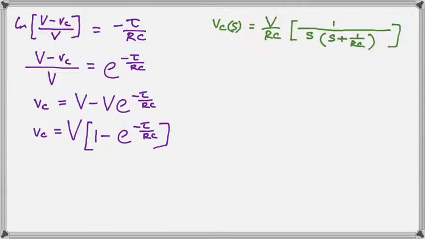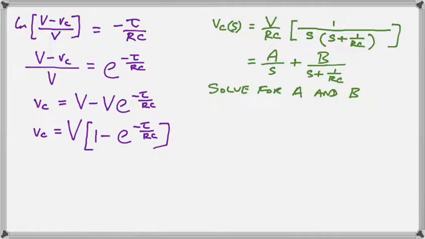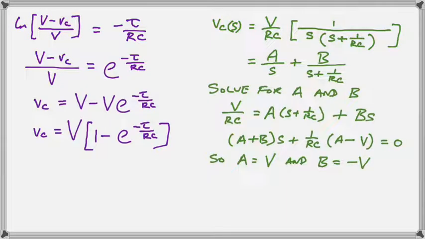And we now return to the Laplace equation on the right. We have separated it there into partial fractions. We need now to solve for A and B. And when we do that, we end up with A equals V and B equals minus V. We plug that in to our partial fraction expansion. And then finally, we look up these two terms in the Laplace transformation table.